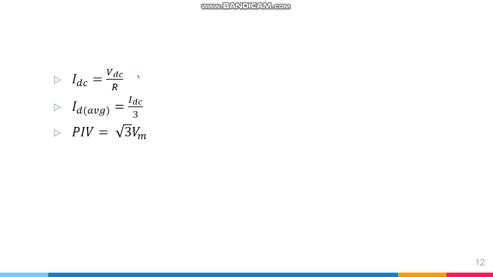So IDC at output is equal to, we have calculated the VDC, so we will divide that VDC by R, so IDC can be calculated. And now we have 6 diodes and 3 pairs of 2 diodes. We have 3 pairs of 2 diodes in this case.